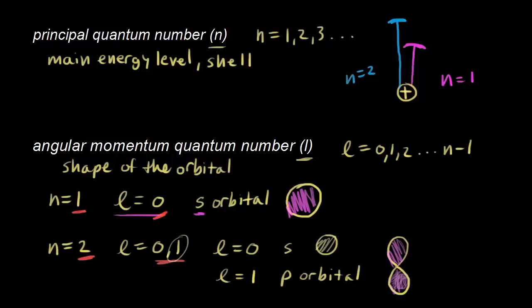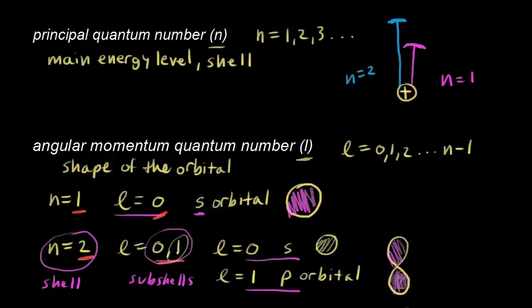Sometimes you'll hear these called subshells, right? So if n is equal to 2, if we call this a shell, then we would call these subshells. So these are subshells here, and again we're talking about orbitals. l is equal to 0 is an s orbital, l is equal to 1 is a p orbital.